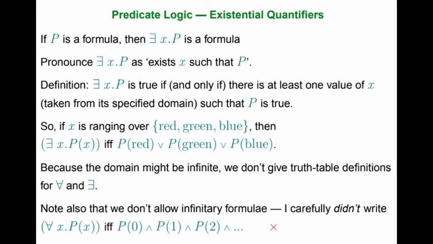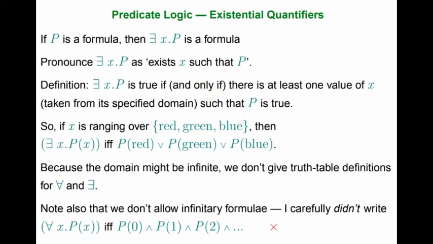If P is a formula, then exists X such that P is a formula. So here is the definition. Exists X such that P is true if and only if there is at least one value of X taken from its specified domain such that P is true. So if X is ranging over red, green, blue, then there exists x P of x if P of red, disjunction P of green, disjunction P of blue.